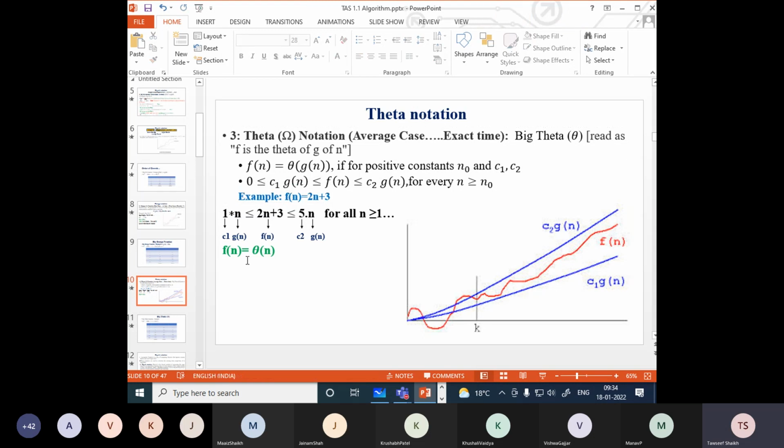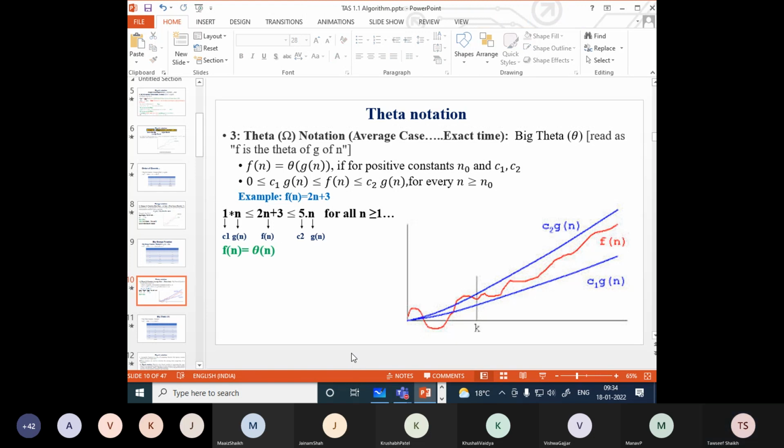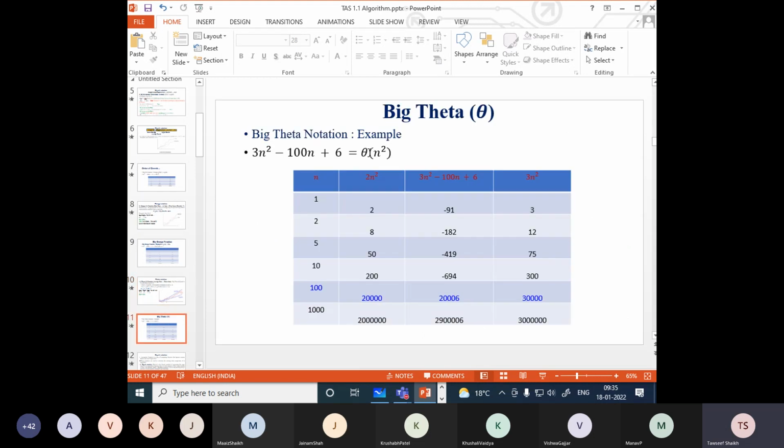So from this notation, what we got, g of n is n on both the sides. So the important condition is satisfied. Now c1 is 1 and c2 is 5. So this whole condition which stands for the theta is satisfied. So we can proudly say that yes, f of n is theta of n. This gives both the upper and lower bound of the growth of this function 2n plus 3. Now again, as we did in the previous cases as a numeric experiment, we will do it for theta also.